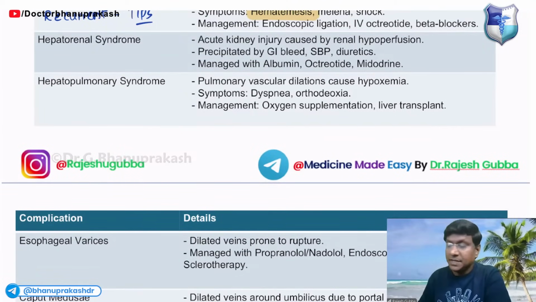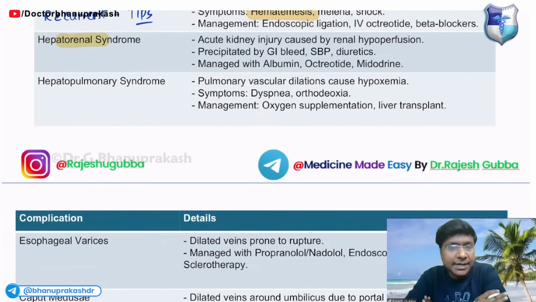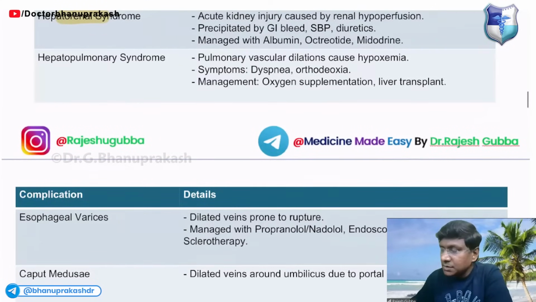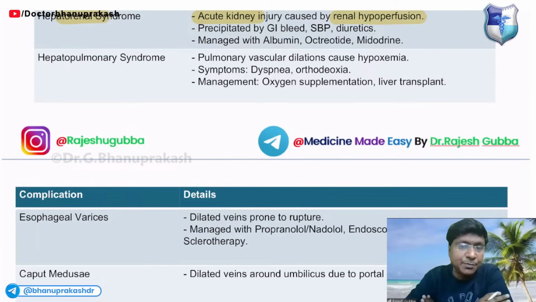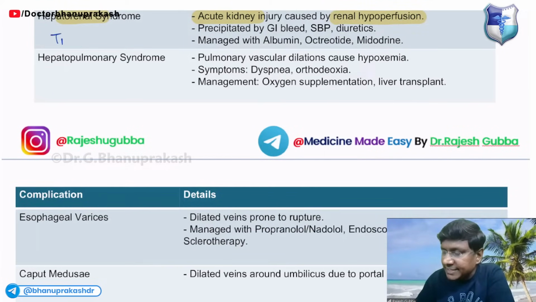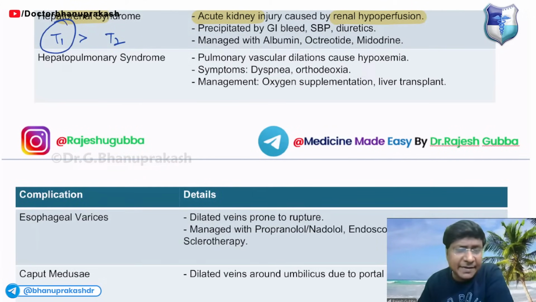Done? Ho gaya. Next important complication is what? The hepatorenal syndrome. Now, in hepatorenal syndrome, please remember, it is acute kidney injury that you develop in case of cirrhosis of liver. And what could be the reason for this? That is due to renal hypoperfusion. And actually, you have two types of hepatorenal syndrome, type 1 as well as type 2. But which has the worst prognosis? Type 1 hepatorenal syndrome has the worst prognosis.